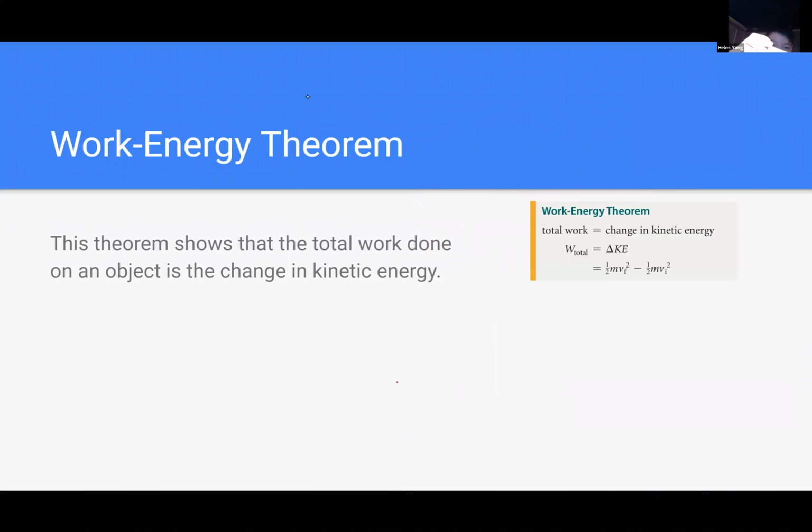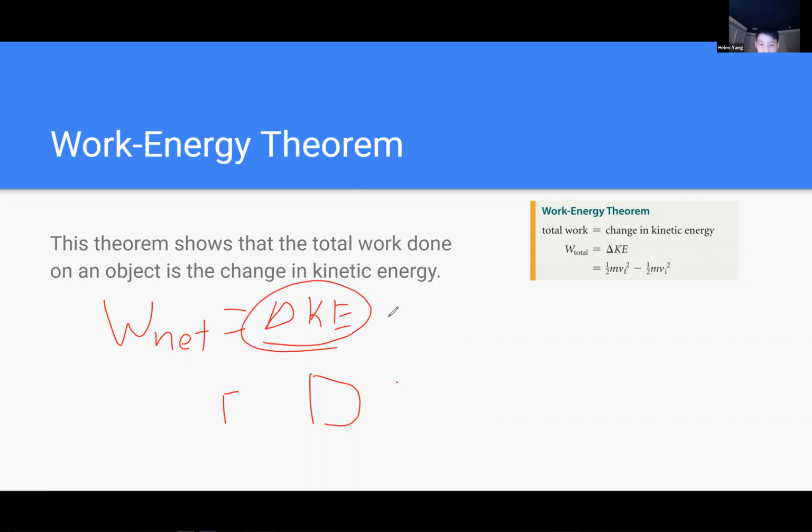So that brings us to the work energy theorem, which is what I said before: the net work is equal to the change in kinetic energy. And this is another way to solve for the work. If the force on a block is changing, then you can instead just use the kinetic energy change to find the net work, instead of finding the force times distance of each interval.